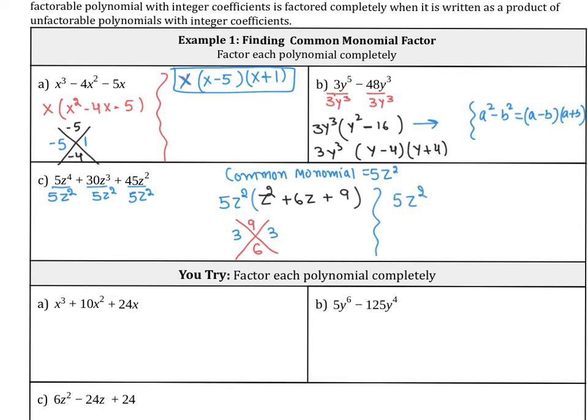So your complete factors are going to be 5z squared as it is, and these two will make the other two factors. That's going to be z plus 3 times z plus 3. So that's going to be your answer in the box.